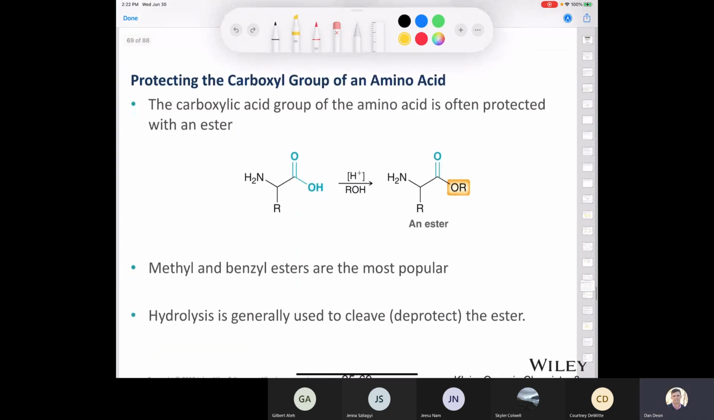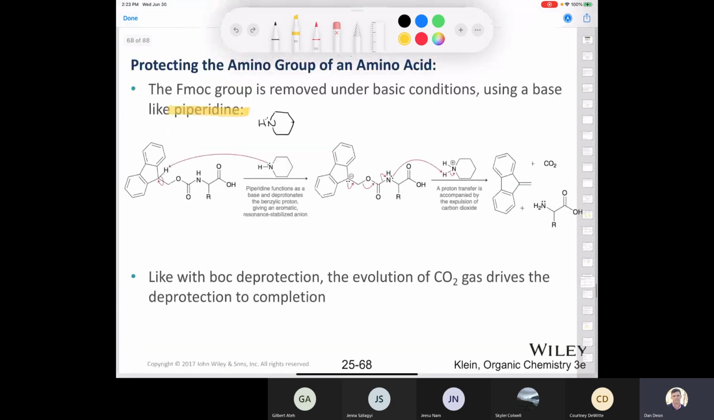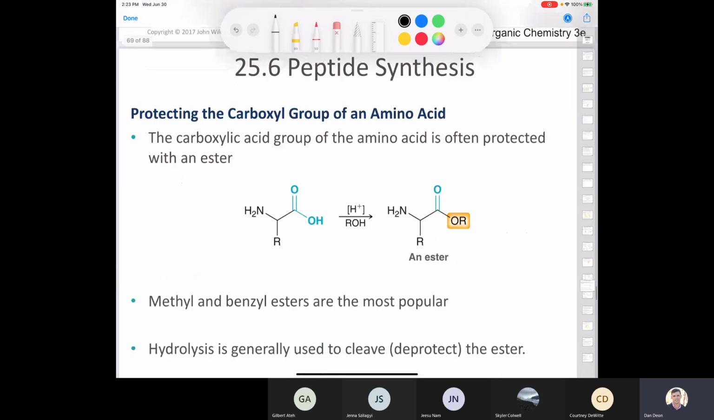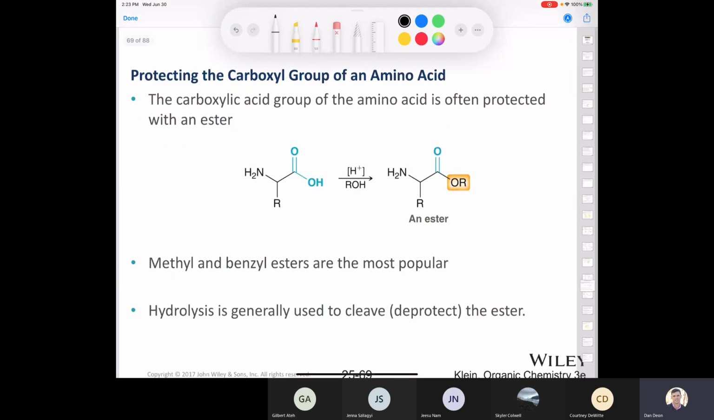All right, now how do we protect the carboxyl group? We've covered the amine. We said, okay, we've got 2 ways. We can either use the Boc protecting group, or we can use the Fmoc protecting group. Either one of those. But what about the carboxyl group? Well, of course we can protect it as an ester. You know how to do that.